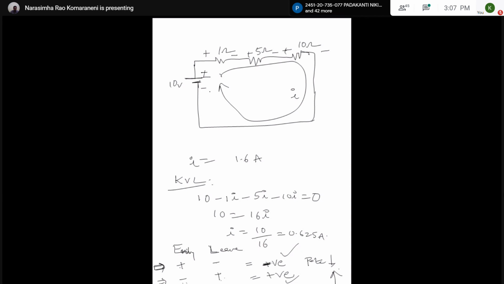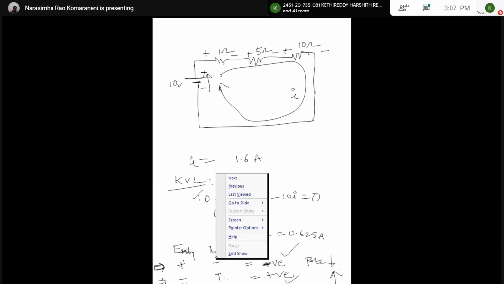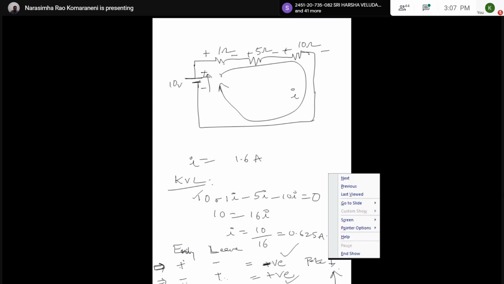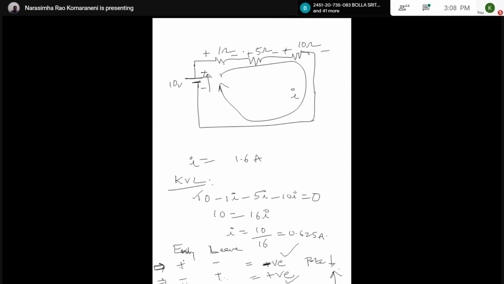So that's why here, the conventional current in this battery is entering negative, leaving positive, so here we got positive. Whereas here, entering at positive, leaving at negative, means potential decrement, so here we write negative. Similarly here also entering positive, leaving negative, so minus I. Here also entry positive, leaving negative, minus 10i is equal to 0. So 10 equal to 16i. Therefore, I equal to 0.625 amperes.